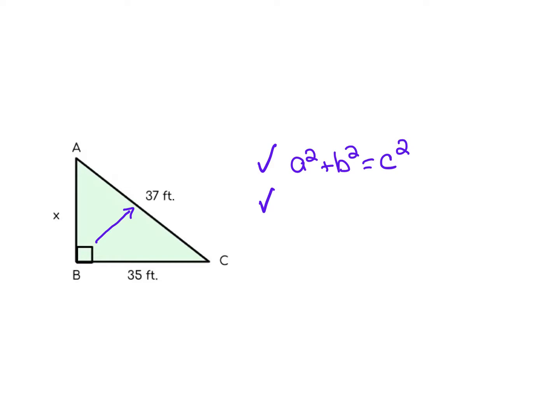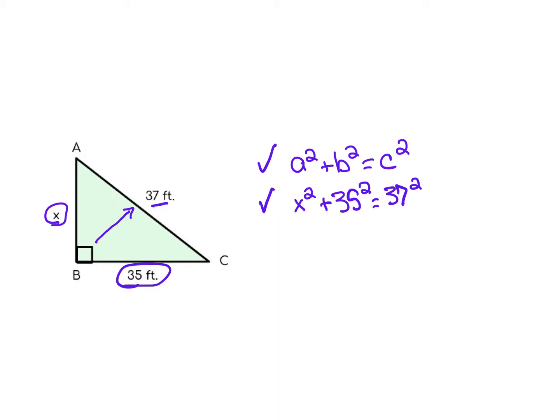Check two, we are going to substitute. So a and b represent the side lengths that are the legs. So a squared, we're going to represent with the leg of x. So we're going to write x squared plus b squared, which is represented by the other leg of 35 feet. So it'll be 35 squared is equal to c squared, which is our hypotenuse, the longest side, the side opposite the right angle, which is 37 squared.